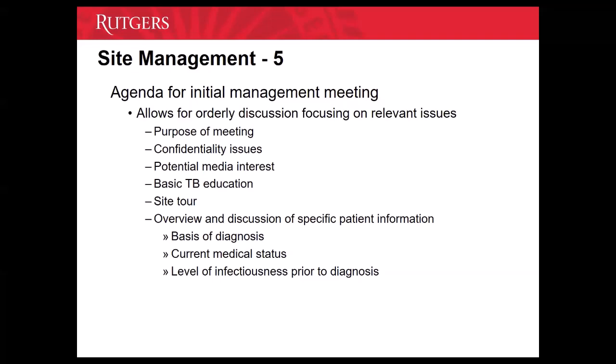Okay. So looking at an agenda for the initial management meeting, I think it's important that we come prepared. We talk about the purpose of the meeting. We discuss confidentiality issues. That's when I tell management, well, we got written consent from the patient to reveal his or her identity. I want you to look at this form. Once you sign the form, then I can reveal the patient identity to you. We talk about potential media interest. We provide some basic TB education to management. We certainly conduct a site tour, whatever the site is, school, workplace, shelter, hospital, healthcare setting.